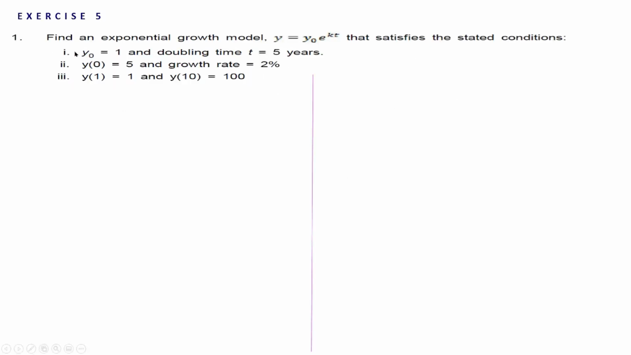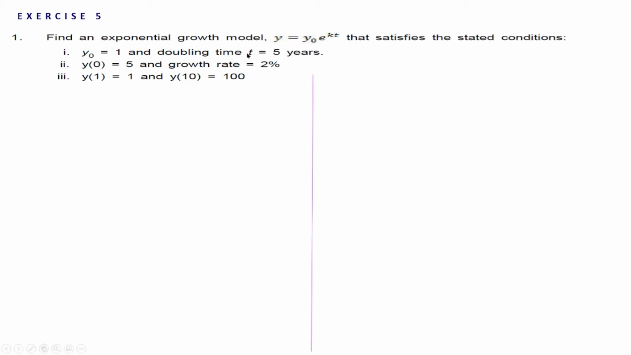The first question: find an exponential growth model y equal to y naught e raised to kt that satisfies the stated conditions. So here we need to find a model given by y equal to y naught into e raised to kt. The first subdivision: y of 0 equal to 1 and doubling time T equal to 5 years. If we have such questions, we need to find the value of y naught and k, and we have to write y in terms of t alone. Based on the conditions given here, we have to find the model.